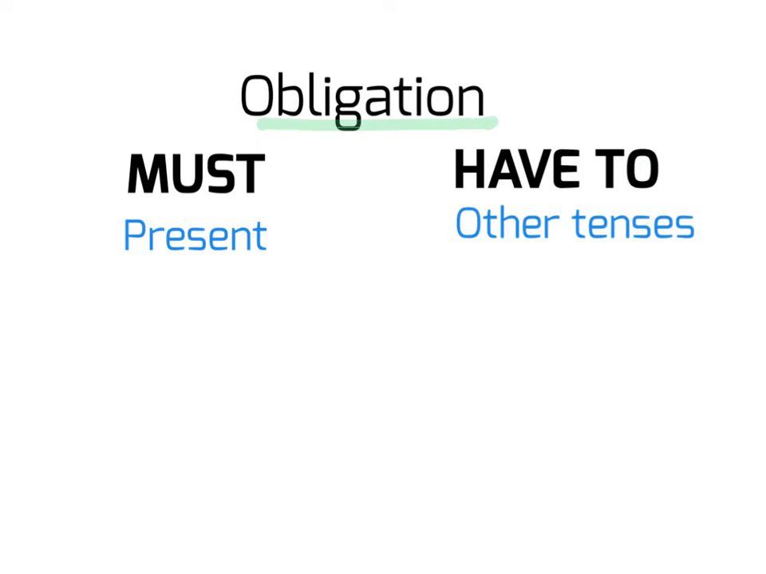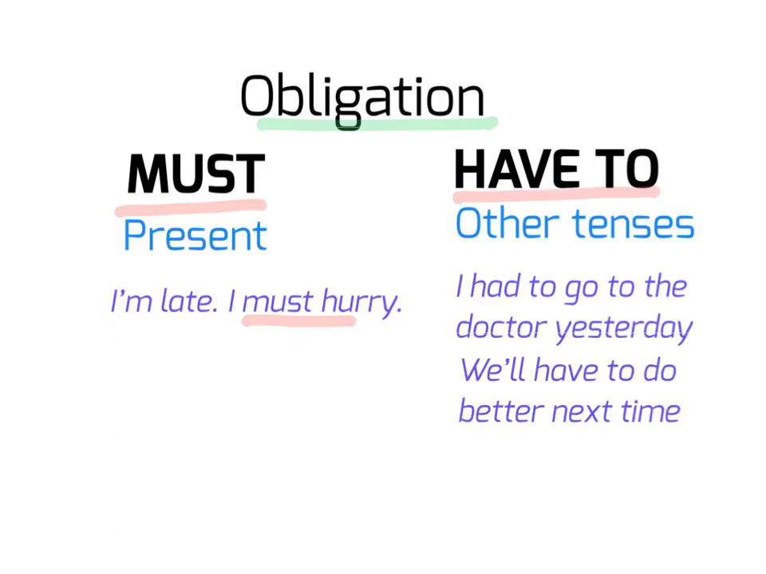Regarding obligation, we use must for the present. For example, I'm late, I must hurry. And for the other tenses, we use have to in its correspondent form. Let's see some examples. I had to go to the doctor yesterday. This is in the past simple. Or we'll have to do better next time. That's in the future.